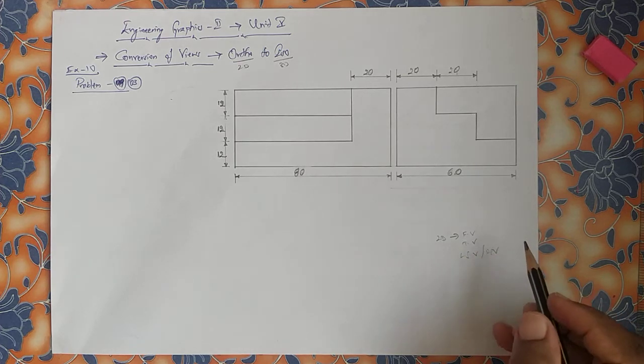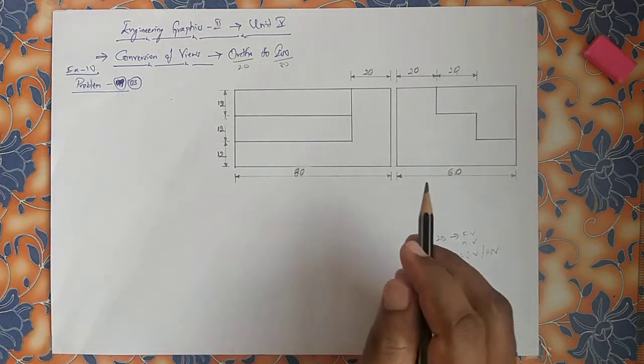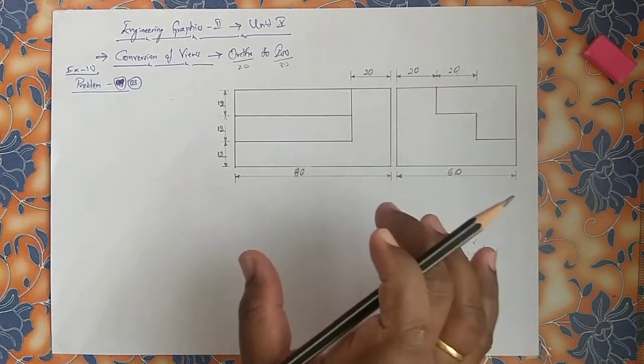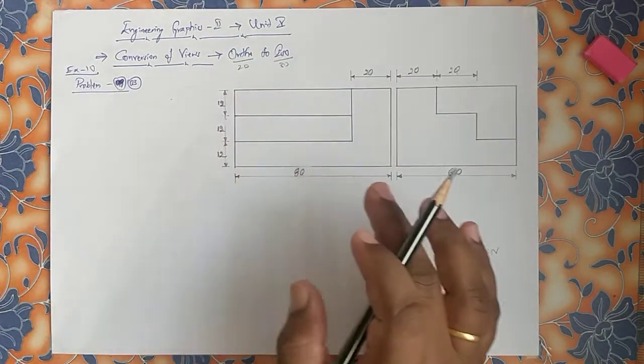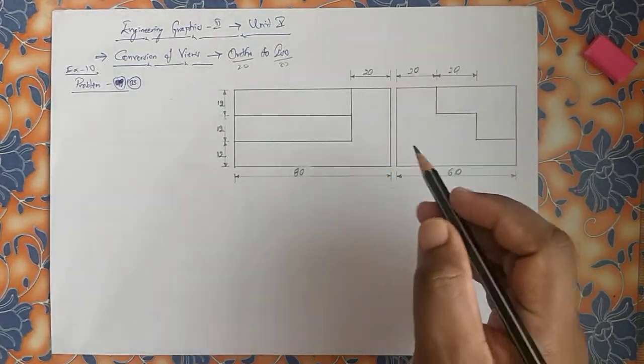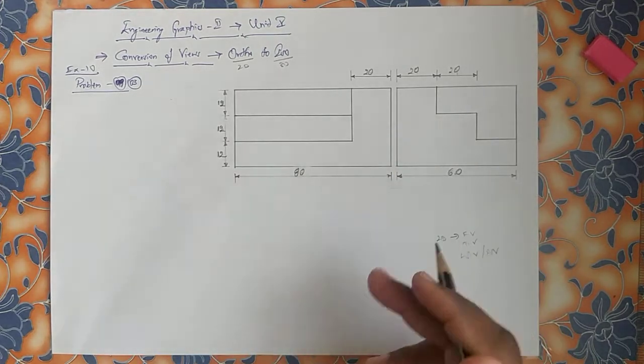Now we are going for exercise number 10, problem number 3. This is the problem question. This is also the question which we discussed earlier in conversion of 3D to 2D. To make you more familiar with how to convert, I am using the same problems as before. But here the views are different.